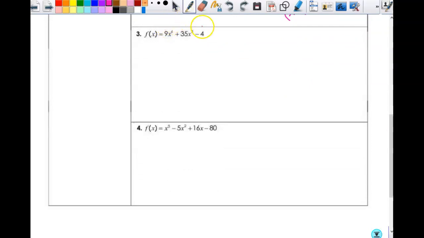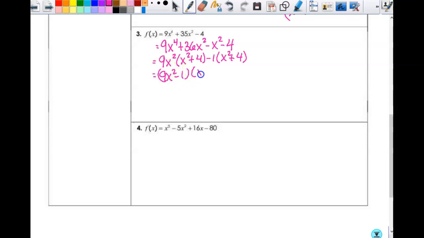If I'm going to do grouping, 9 times negative 4 gives me that negative 36. So I get 36 and negative 1, but yes. Plus 36x squared minus x squared minus 4. This gives me 9x squared times x squared plus 4. Factor out the negative 1. You get x squared plus 4. 9x squared minus 1 times x squared plus 4. Then this is the difference of squares. So I get 3x plus 1 times 3x minus 1 times x squared plus 4.